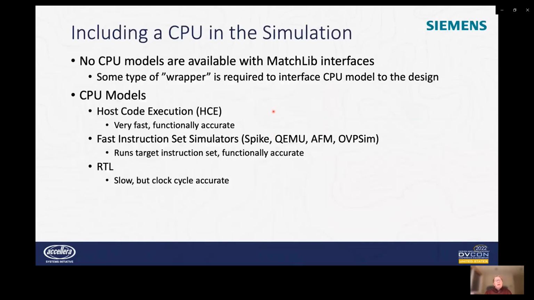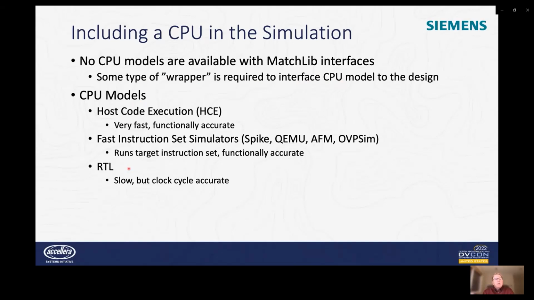So with what I've described so far, we can put together a complete fabric for the AXI. Now you notice that one of the inputs was coming from the CPU. None of the CPUs are going to have models that are available with MatchLib interfaces on them. So we're going to need to bring some kind of wrapper or interface around that CPU model.